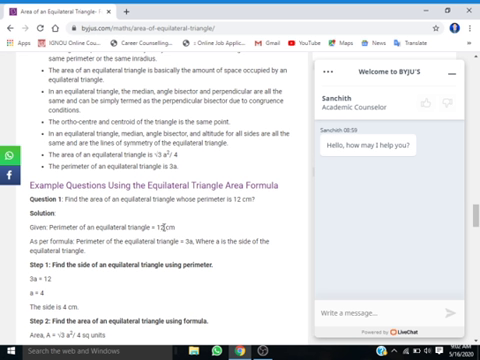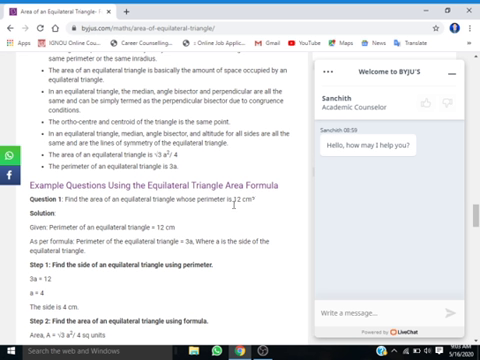Let's come to questions based on the equilateral triangle. Question 1: find the area of an equilateral triangle whose perimeter is 12 centimeters. In this case, one piece of data is given, the perimeter. So we take the given data and solve for the side, because at first we want to find the side, then we want to apply the formula of area.